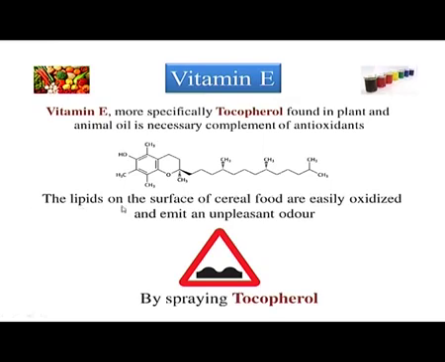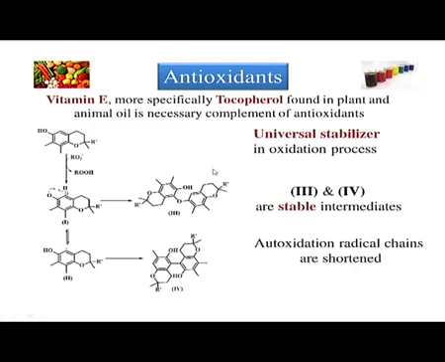Generally, lipids on the surface of cereal food are easily oxidized and emit unpleasant odors. You might have heard about a process called rancidity. When you leave an oil for a long time in an oxidative atmosphere in air, after some time it will start to give you a very foul smell, and that process is called rancidity. That smell comes out of those peroxy acids which are formed. So, in order to preserve those oils, generally vitamin E is added or sprayed onto these molecules.